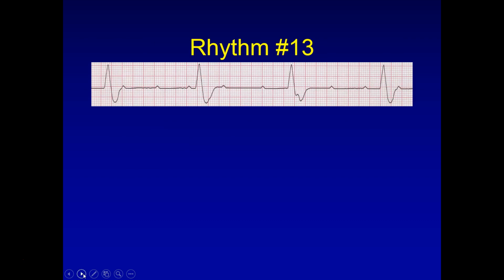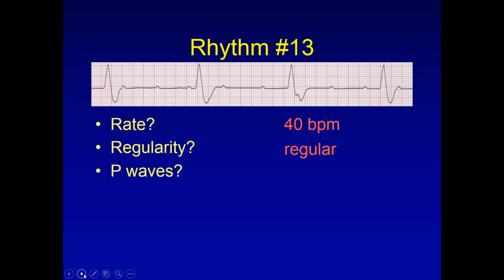Okay, let's look at this one. What's my rate? I have a ventricular rate of 40. Is it regular? Yes, it is. Do I have P waves? There's my P waves. What's going on here is that the P waves have no relationship whatsoever to the QRS complex. And that can be confusing because if you look right here at this complex, you would assume that this P wave conducted this QRS. But that's not true. That just randomly landed there.